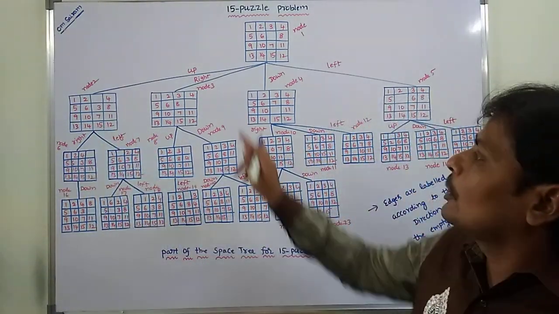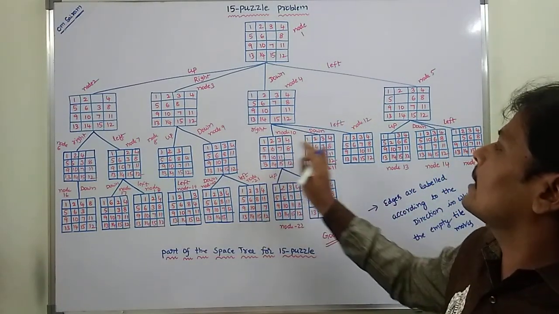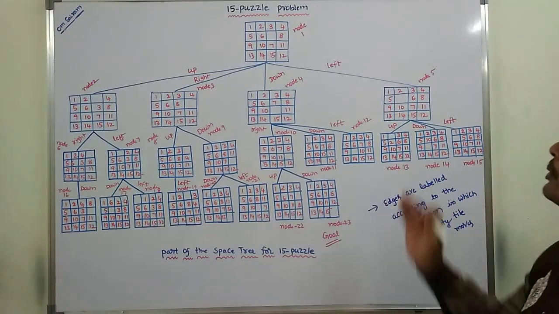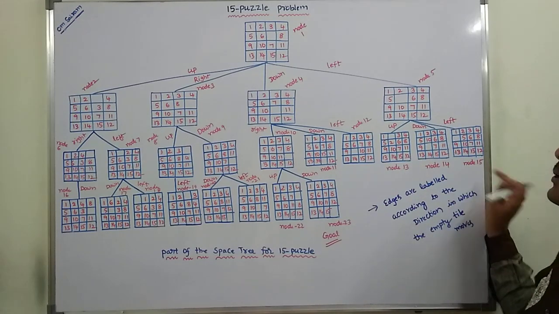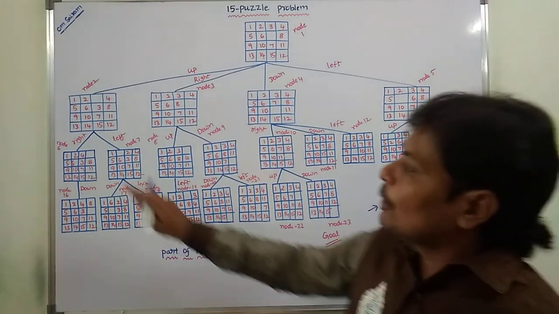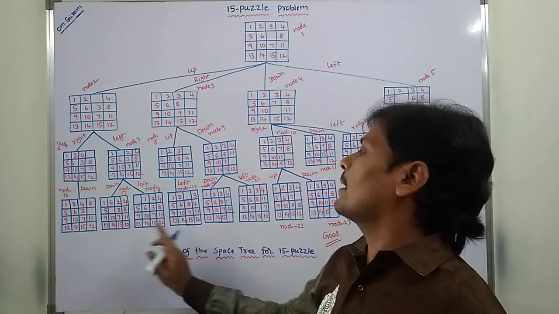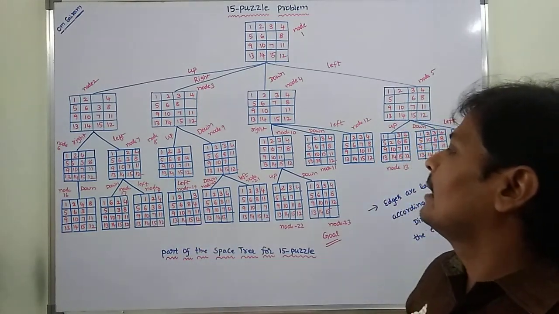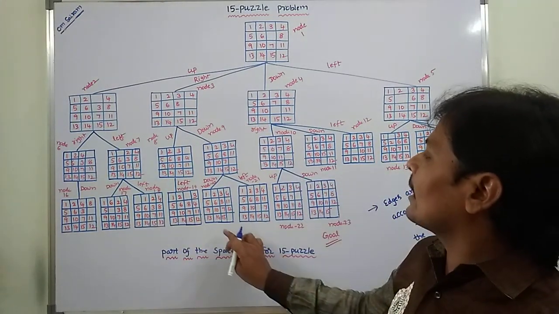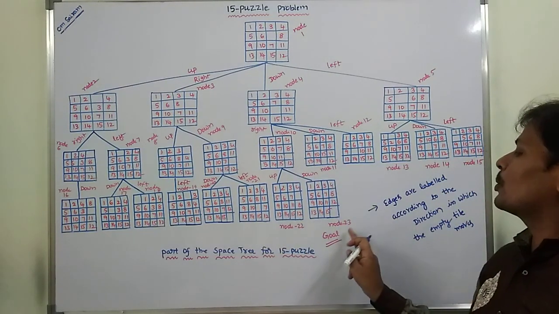node 7. Node 3 children are node 8, node 9. Node 4 children are node 10, node 11, node 12. Node 5 children are node 13, node 14, node 15. Okay. Node 6 children are node 16. Node 7 children are 17 and 18. Node 8 children are 19. Node 9 children are 20, 21. And node 10 children are 22, 23.